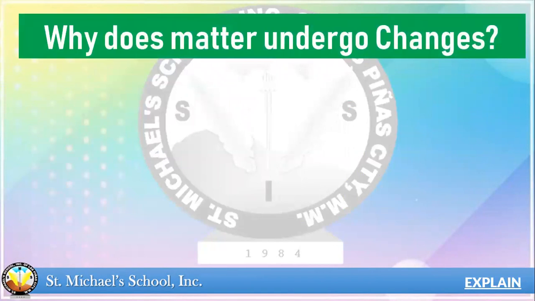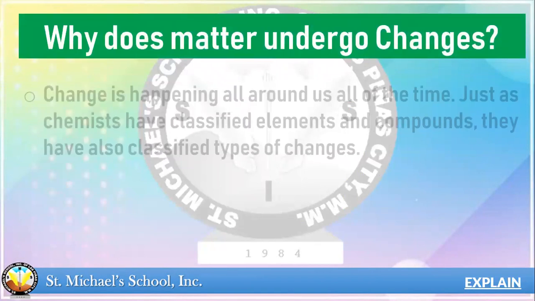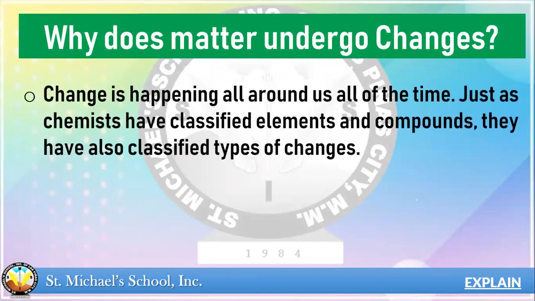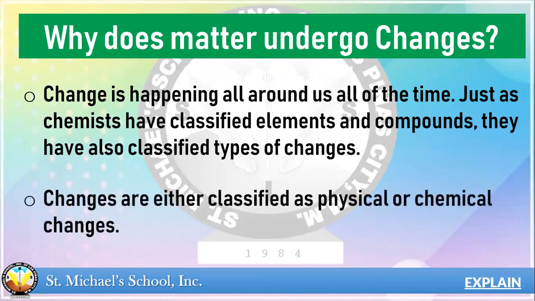So why do you think matter undergoes changes? First, change is happening all around us all of the time. Just as chemists have classified elements and compounds, they have also classified types of changes. Changes are either classified as physical or chemical changes.